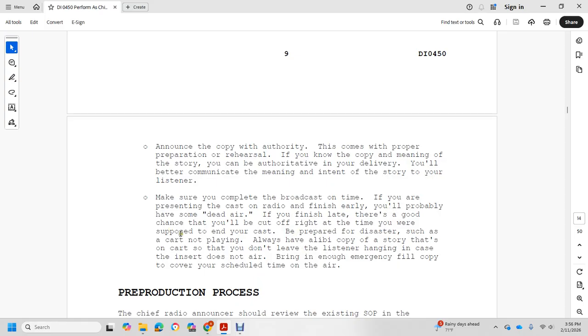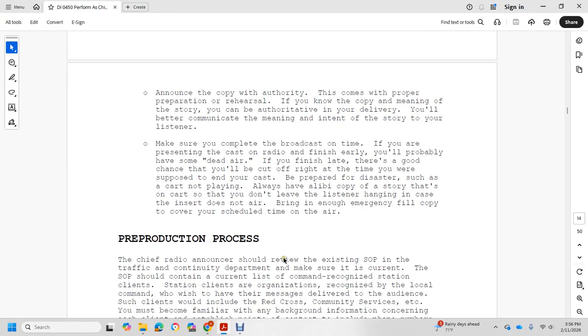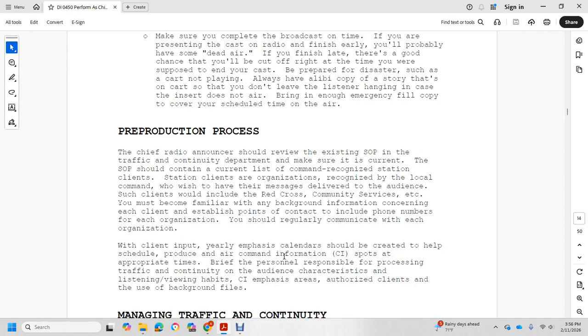Be prepared for a disaster, such as a recording that does not play. Always have a backup copy of the story on one card so that you don't leave listeners hanging in the case of an insert that does not air. Bring in enough emergency fill copy to cover the scheduled time on air. Pre-production process.